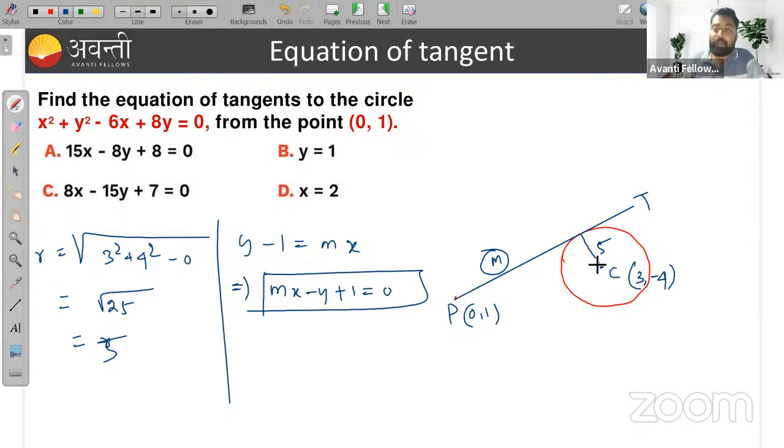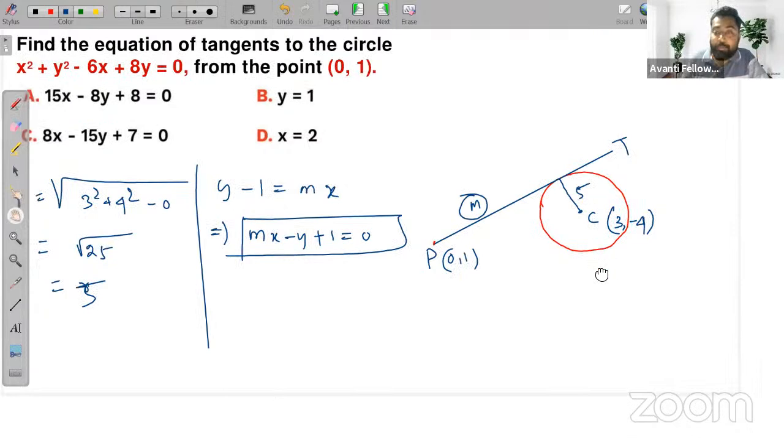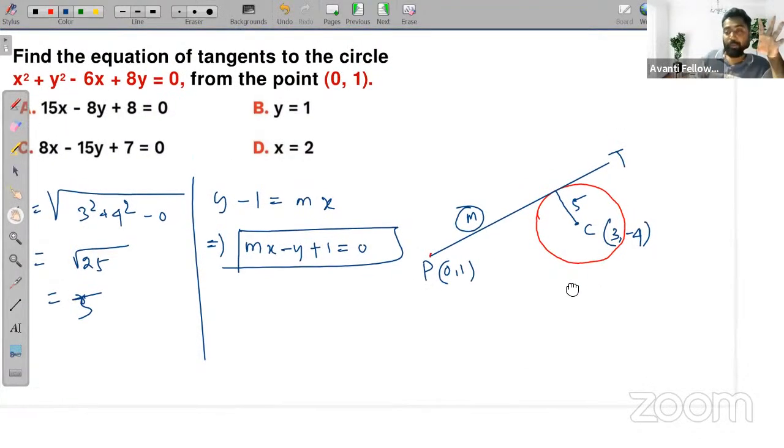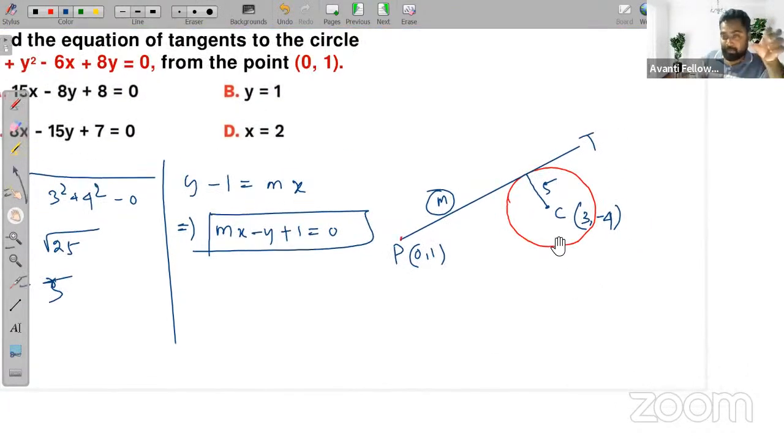How can we find the m? Now we know the perpendicular distance. We can find the perpendicular distance from the center to that line. Yes or no? Yes, we can find it easily. How? This is my line: mx minus y plus 1 is equal to 0, and the point is (3, minus 4). Yes, my point is (3, minus 4).